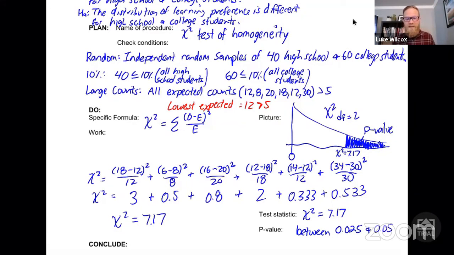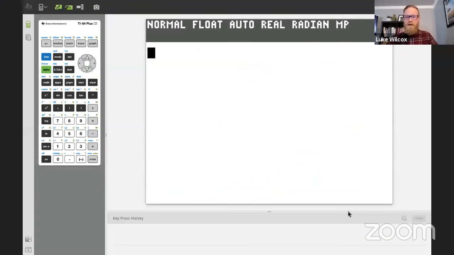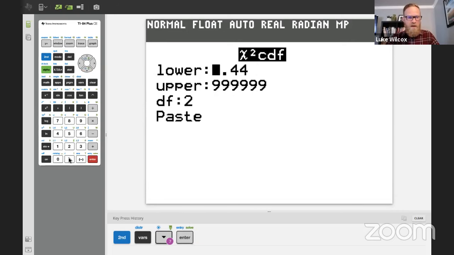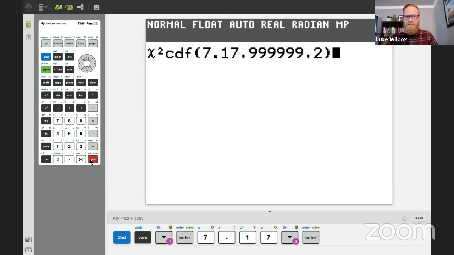I did show you yesterday how to do this on the calculator. So let me remind you of what we need to do on the calculator in order to get the p-value. So if you could grab your calculator, or you can just follow along with what I'm going to show you here. We want to find the area underneath the chi-squared distribution. And from yesterday, you should know that that's second vars. And the command that we want is chi-squared CDF. And the lower bound should be our chi-squared test statistic, 7.17. And you want to go out to infinity, 99999, degrees of freedom 2. And let's paste that onto the main screen there.